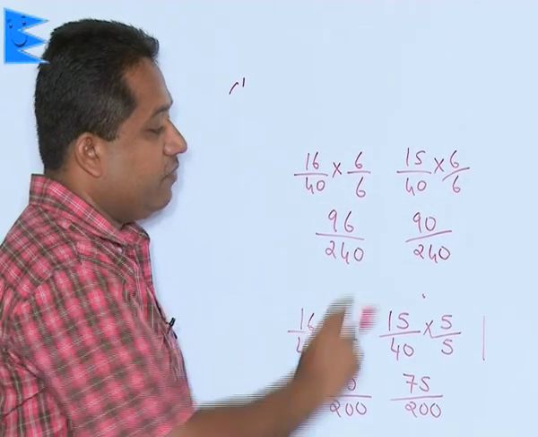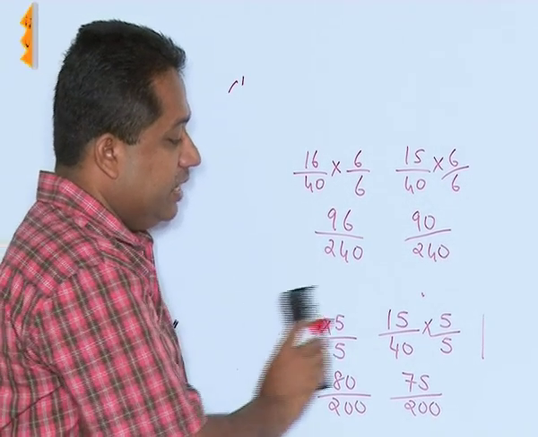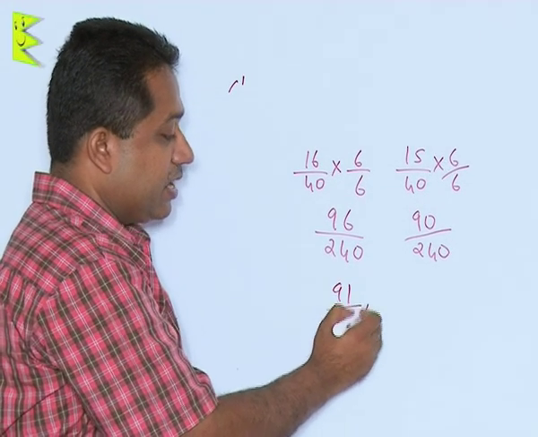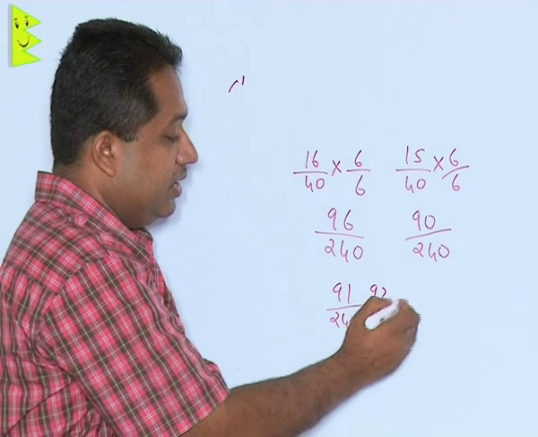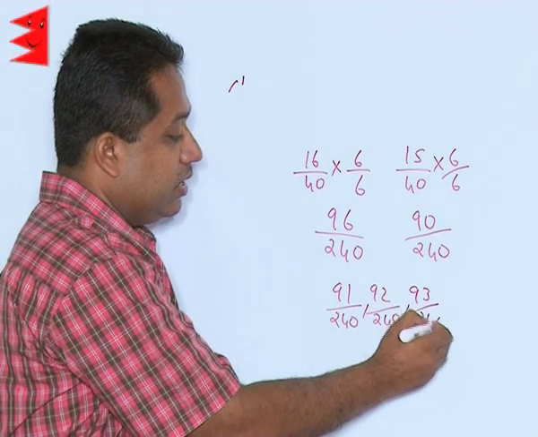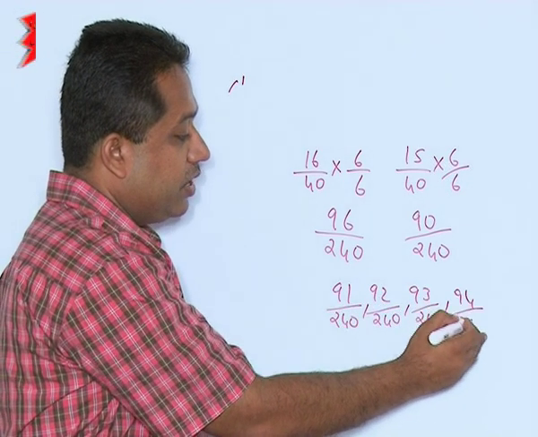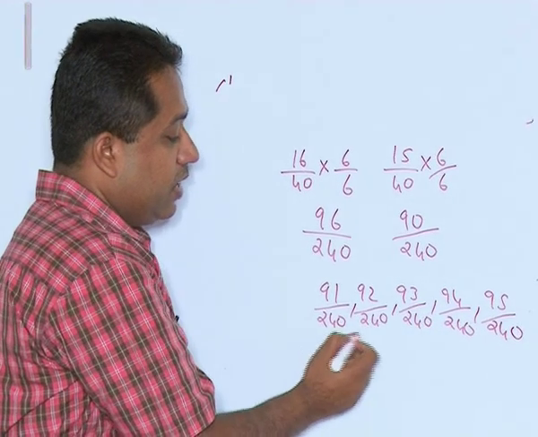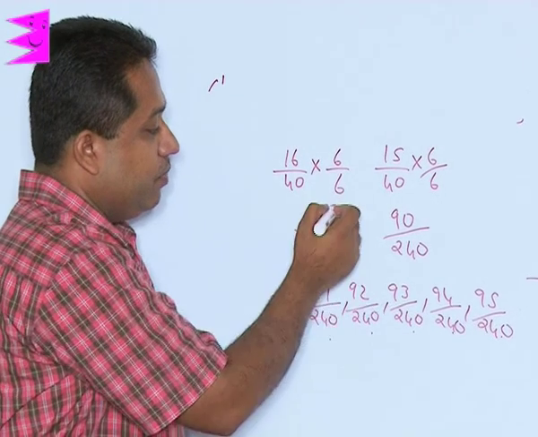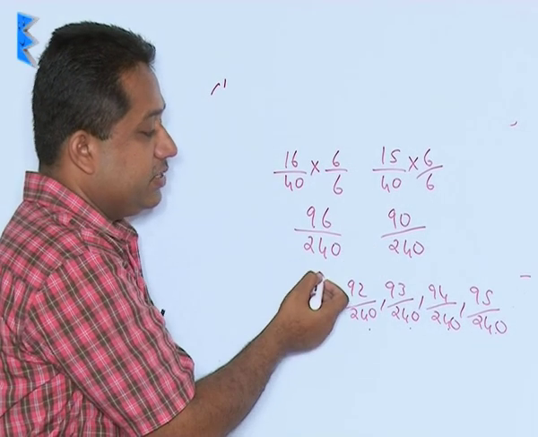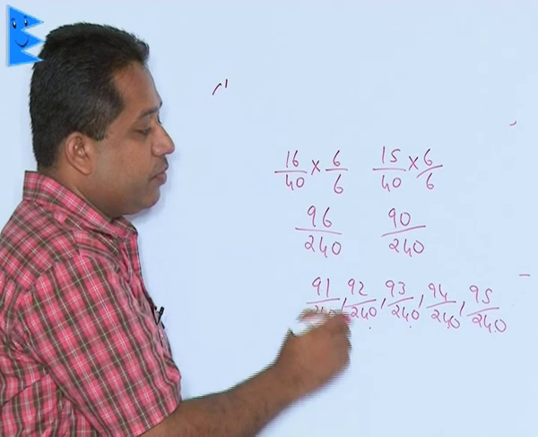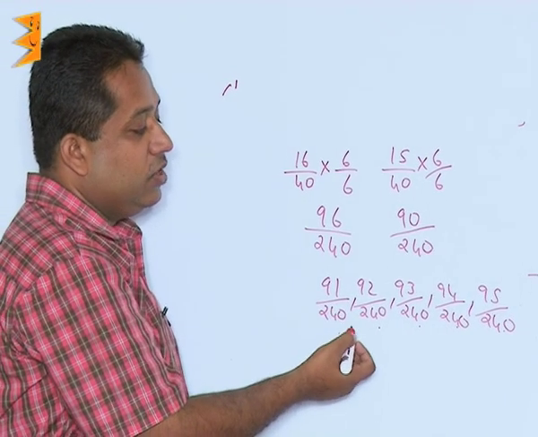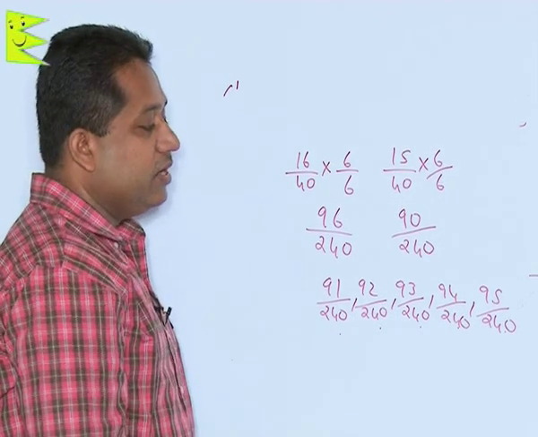Now, can we find 5 numbers between them? We can, because the numbers can be 91 upon 240, 92 upon 240, 93 upon 240, 94 upon 240 and finally 95 upon 240. So, we get 1, 2, 3, 4, 5 numbers between 90 by 240 and 96 by 240. So, this will be the procedure to be followed whenever we want to find 5 numbers, 10 numbers or n numbers between two given rational numbers.